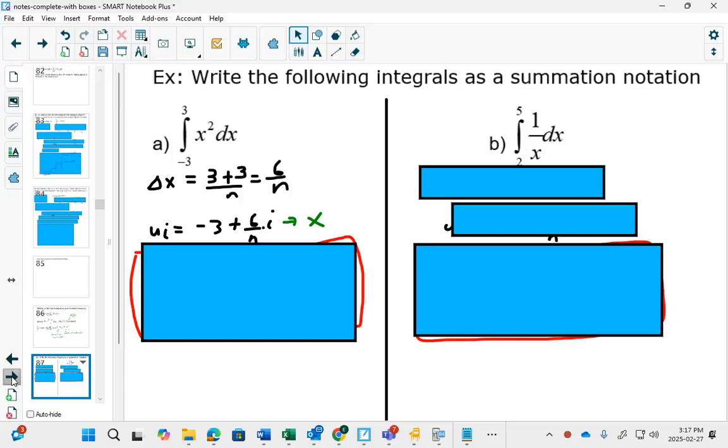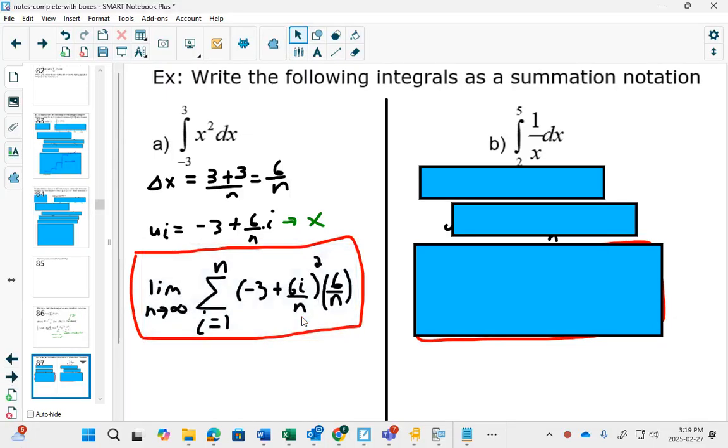We have our starting point at minus 3, and then we take our change in x, 6 over n, i amount of times. That's going to be our x value. And then plugging those things into our sum. So this is the value that you plug in for the x. Our x was x squared, so we have negative 3 plus 6i over n squared times our change in x. Because your height will be your y value at each of those specific x values that we're plugging in.